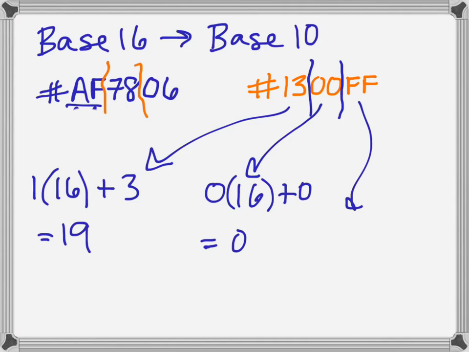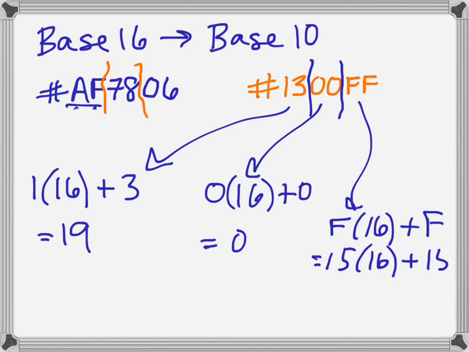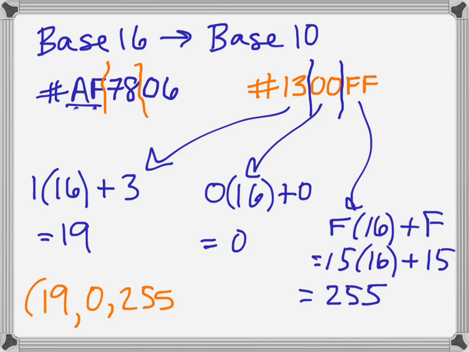And then FF, you may have this one memorized by now. This is F groups of 16 and F ones, which is 15 groups of 16 and 15 ones, and that would be 255. And that's your greatest two-digit number in hexadecimal. So this one would be 19, 0, 255 to represent the amounts of red, green, and blue.